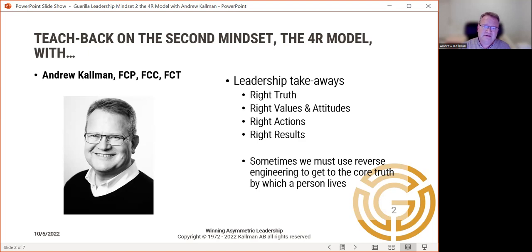Okay. And so when I'm talking about truth in a business context, that's the truth by which a person lives. It's not just the talk they talk, it's the walk they walk. And you can't really know what those are until you see their values and attitudes in action and the results that it produces. And to get to the root, sometimes we have to use reverse engineering to get to the core truth by which a person lives.